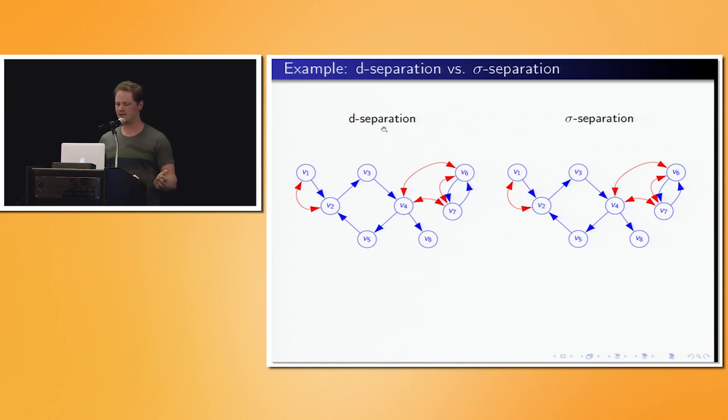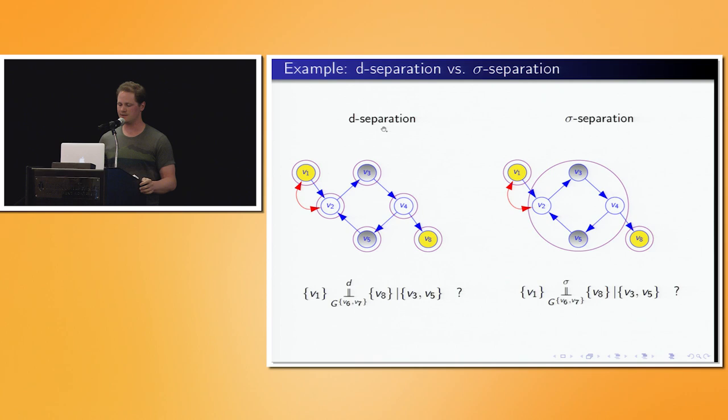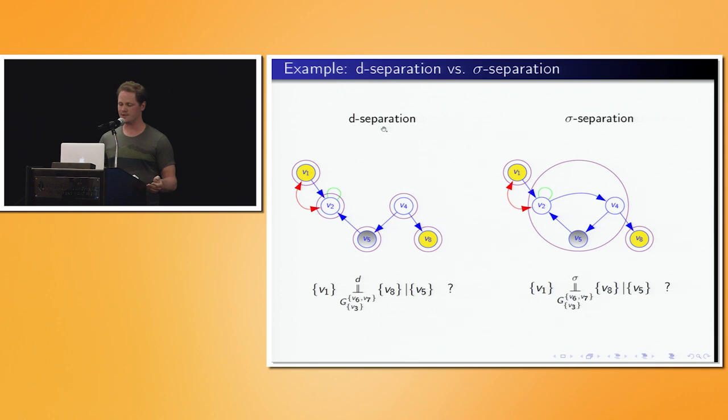On the left-hand side is d-separation and on the right, sigma separation, and this corresponds to this kind of segmentation. D-separation is equivalent to taking the smallest segmentation. So we want to know if one is independent of 8 given 3 and 5, and we can now look at these variables. We marginalize them out. They're not there anymore. We're conditioned on this, so we can do the conditioning operator, and you can see on the d-separation side, because the segments are all different, the direct edge disappears, and on the right-hand side, because it's inside the segment, it still is there.